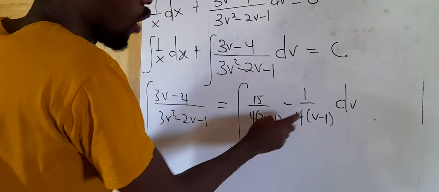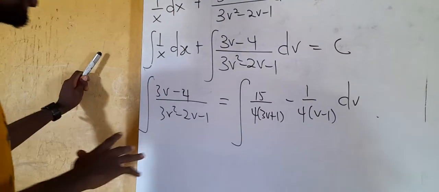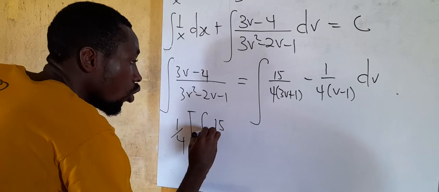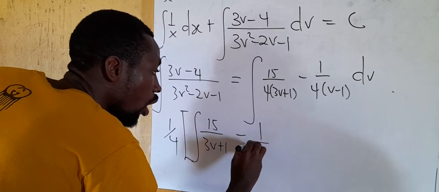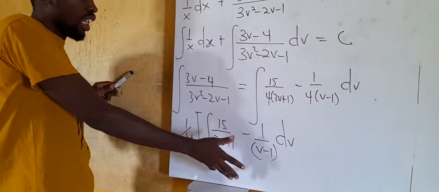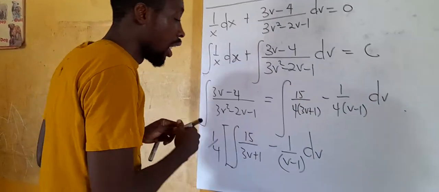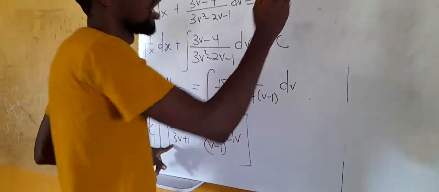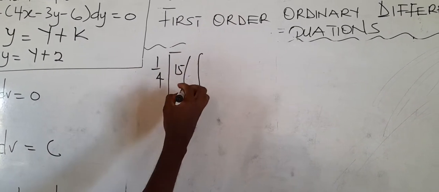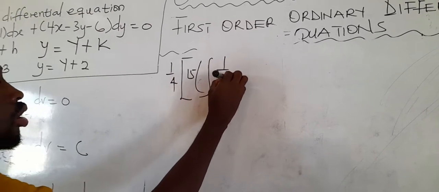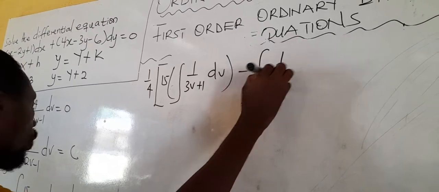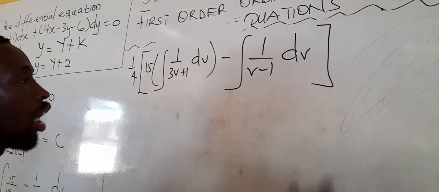Okay, so since we have 1 over 4 being constant to the two of them, being common, we pull it out, then we integrate. So now we can have 1 over 4 bracket the integral of 15 over 3V plus 1 minus 1 over V minus 1 dV. So 15 is also a constant. Remember, when integrating a constant, we just bring it out. So we can have 1 over 4 bracket, 15 in bracket, the integral of 1 over 3V plus 1 dV, minus the integral of 1 over V minus 1 dV. I hope you get that.